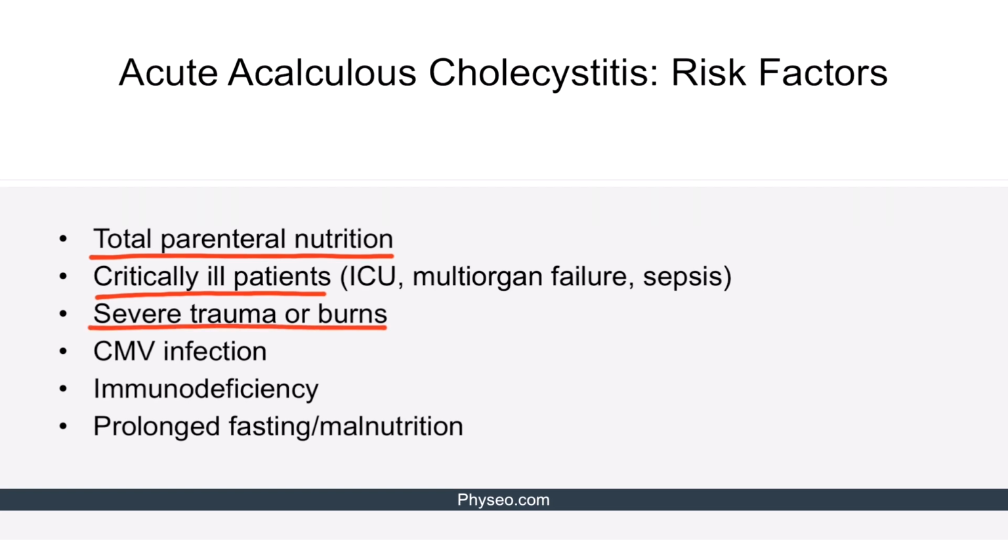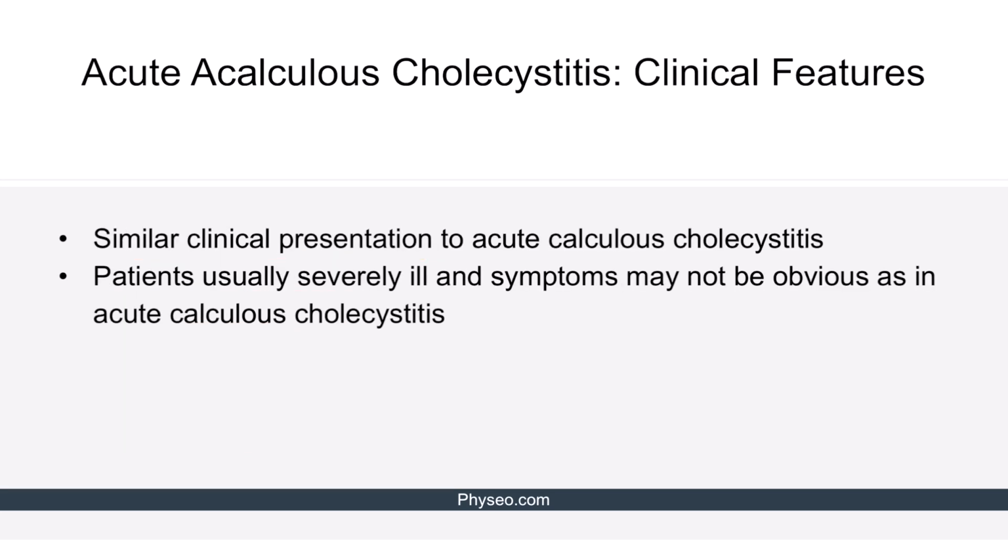Severe trauma or burns, CMV infection, immunodeficiency, and prolonged fasting and malnutrition are some other risk factors for acalculous cholecystitis due to biliary stasis and the potential for opportunistic infections in some of these conditions. The clinical features of acalculous cholecystitis are very similar to calculous cholecystitis.